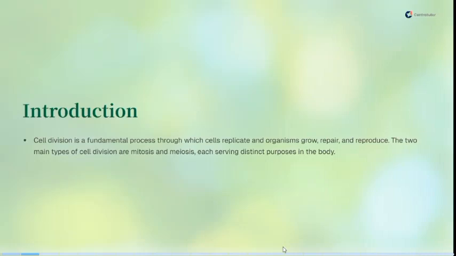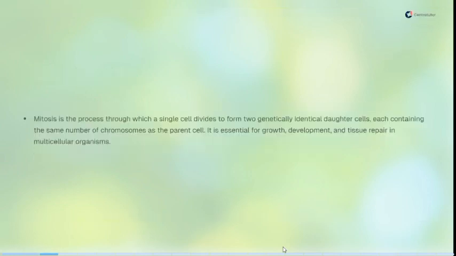Cell division is a fundamental process through which cells replicate and organisms grow, repair, and reproduce. This process involves how cells replicate, how cells make themselves, how they grow, how they multiply themselves. It is also responsible for how organisms grow, repair worn-out tissue, and reproduce. The two main types of cell division are mitosis and meiosis. Both of these cell division methods serve distinct purposes in the body. So let's move on to our next slide.